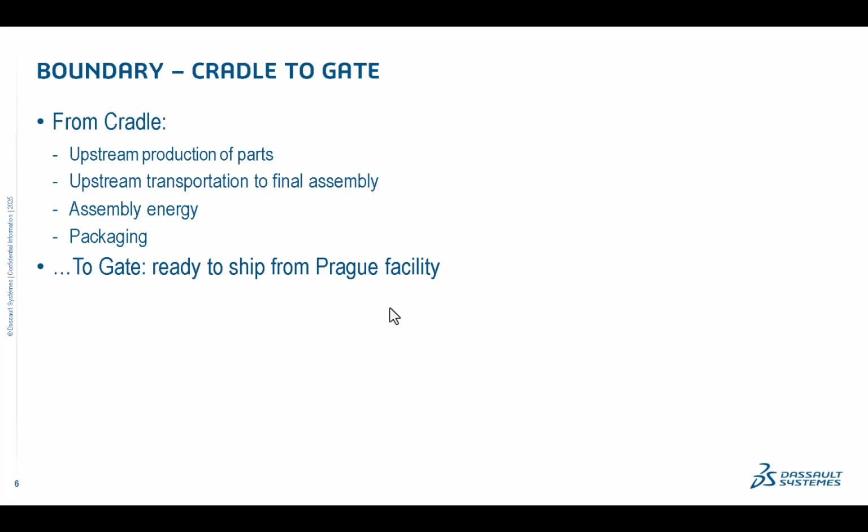It also includes any energy consumed during final assembly and the production of the packaging so that the product is ready to leave the facility, and that is the gate. This is opposed to a lifecycle inventory that would perhaps be cradle to grave, where we would include all of the cradle to gate activities, plus we would consider product use phase activities as well as end-of-life treatment of that product when it's ultimately disposed.